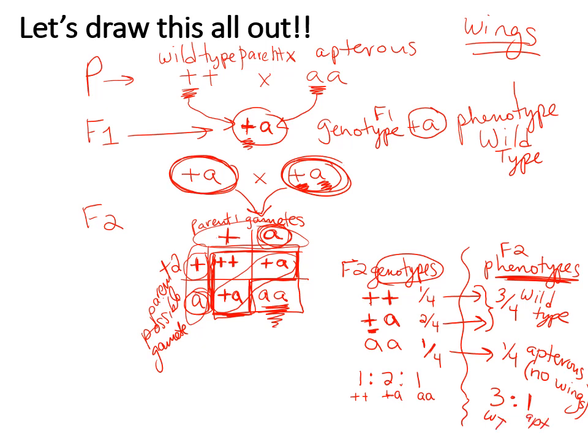If you have any trouble following the P generation, the F1 or the F2 generation, please let me know. I could ask you to cross the flies. I could ask you about the genotypic ratio. I could ask you about the phenotypic ratio in a monohybrid cross.